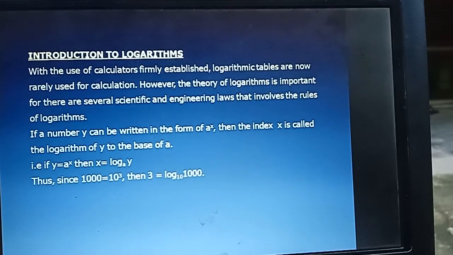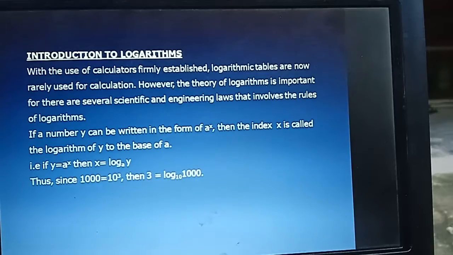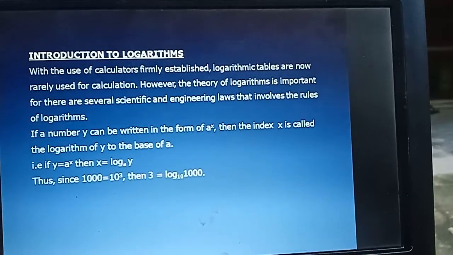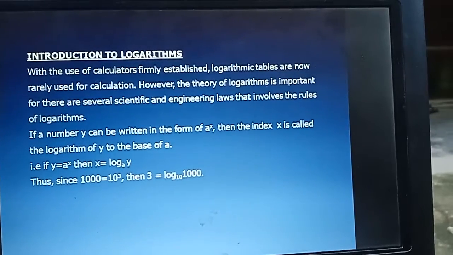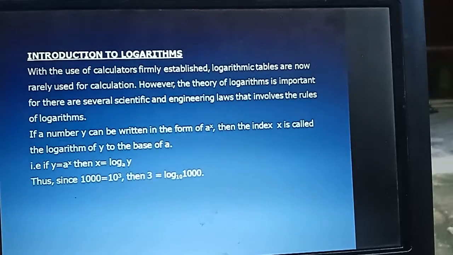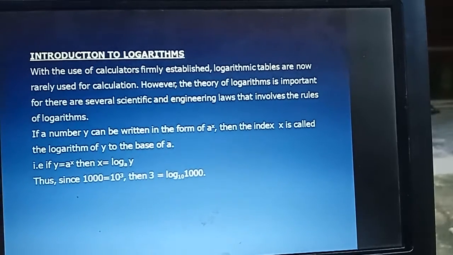For instance, if you are given a problem like log of 3, you can just press log 3 on your calculator and it will give you the answer, the same as you would check under the popular table. Do you know what the popular table is? Okay, so let us go deeper into this introduction.